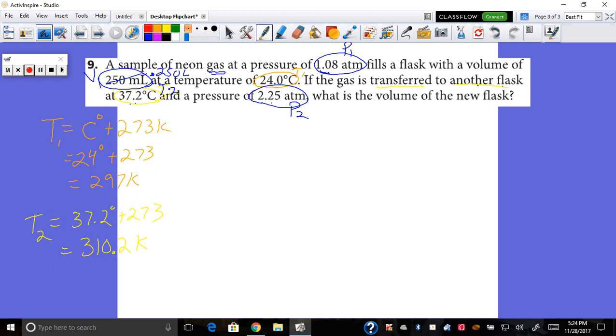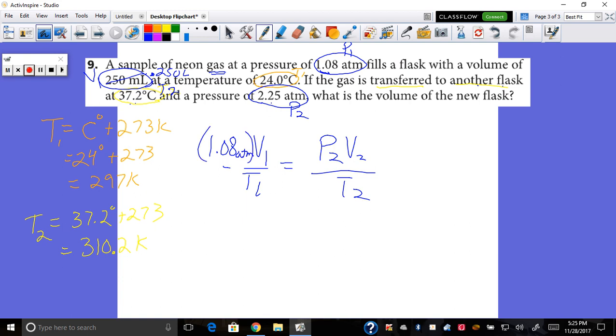There is nothing about moles in the problem, so we're going to use the combined gas law: P1 V1 over T1 equals P2 V2 over T2. Now all we have to do is insert the numbers. Well, P1 is going to be 1.08 ATMs, so we'll erase P1 and put 1.08 ATM.